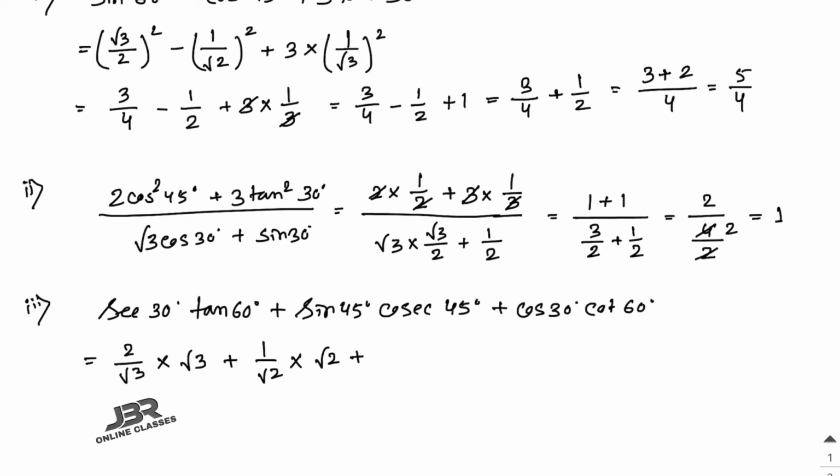Next, cos 30 is root 3 by 2, and cot 60 equals 1 by root 3. So root 3 cancels out, root 2 cancels out, root 3 cancels out. So the first one is 2, the second one is 1, and the third one is 1 by 2. So it becomes 3 plus 1 by 2. That means 6 and 7, so 7 by 2. You can also convert it into a mixed fraction.